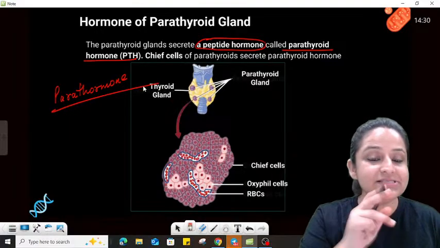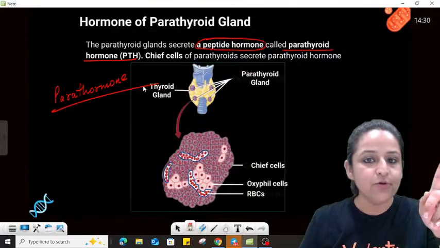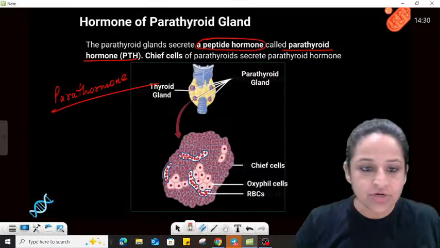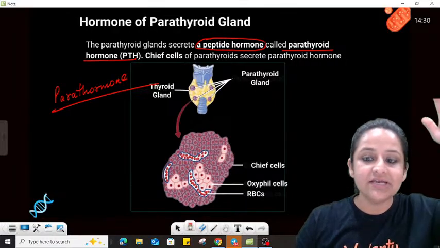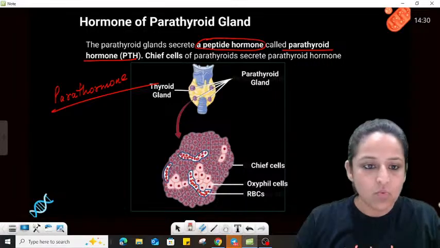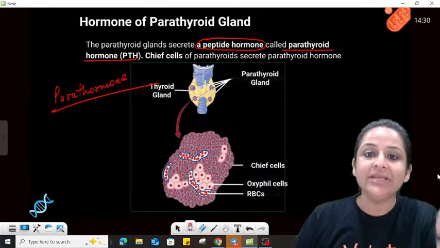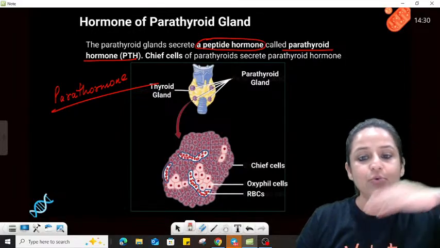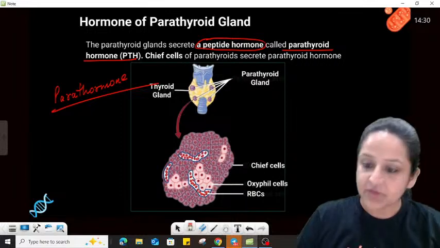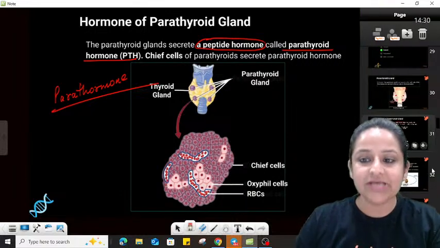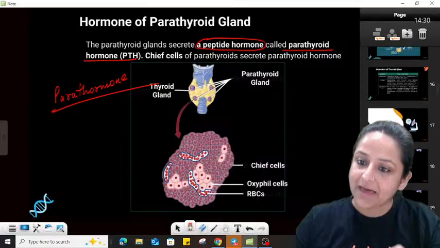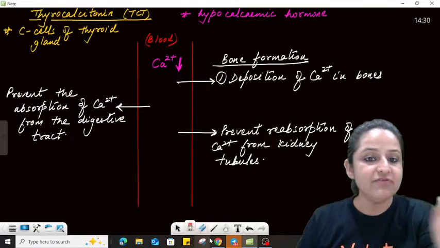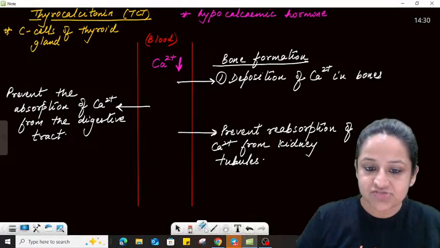And what is this parathormone going to do? It is going to act antagonistic to thyrocalcitonin. Remember, thyrocalcitonin was decreasing the amount of calcium ions in the blood. What is parathormone going to do? It is going to increase the calcium amount in the blood, by doing everything in the opposite manner. You getting my point? So parathormone is released from the parathyroid glands and it is acting antagonistic to this. Everything opposite they'll do.